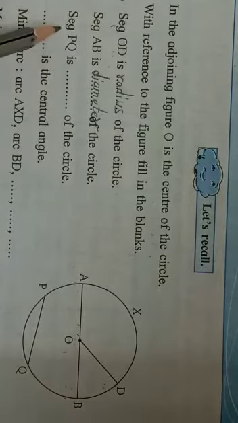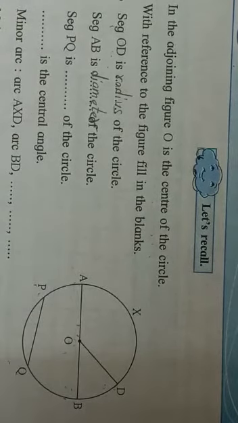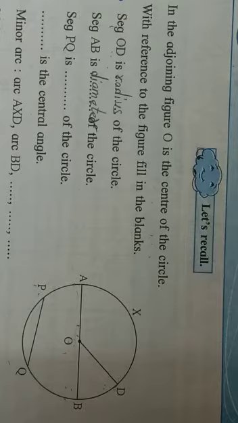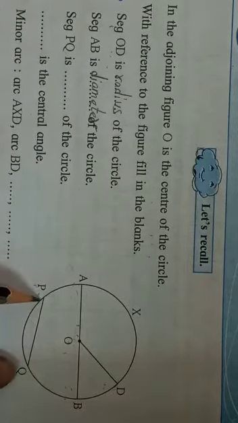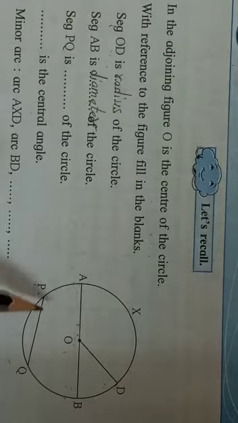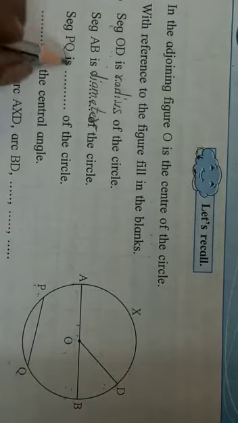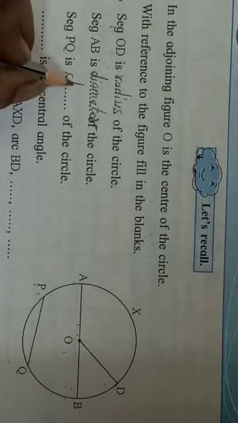Then segment PQ. Now what is segment PQ? Segment PQ is the chord of the circle. What is the chord of the circle? It has its two endpoints on the circle. It's a segment whose endpoints are on the circle. So segment PQ is the chord of the circle.